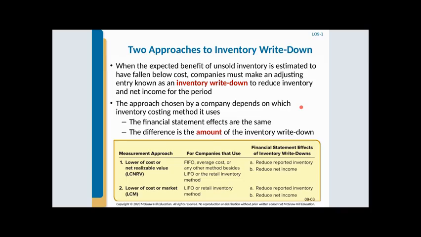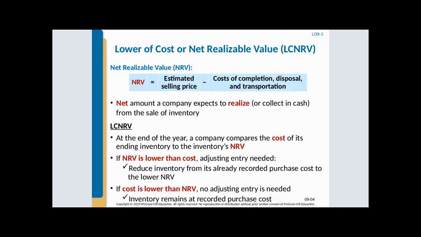In essence, remember that we're being conservative, right? So if our inventory is overstated, we're going to write it down. Once it's written down, we cannot reinstate it, okay? So we have to really make sure that we have analyzed the inventory carefully before we write it down. So we're going to look at the two methods.